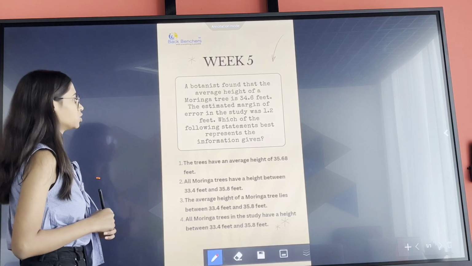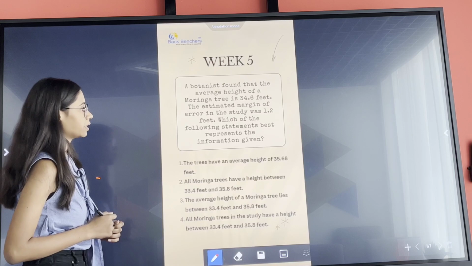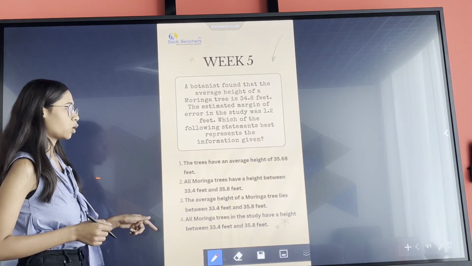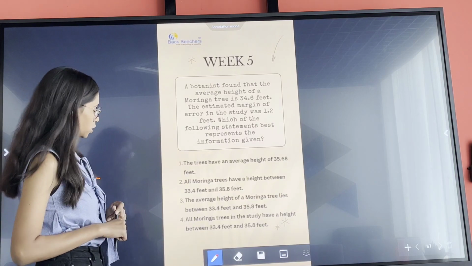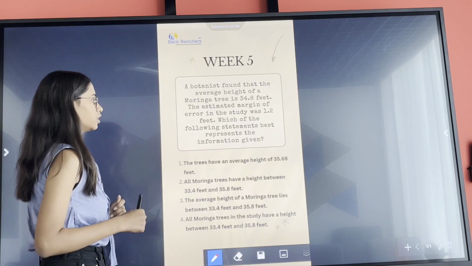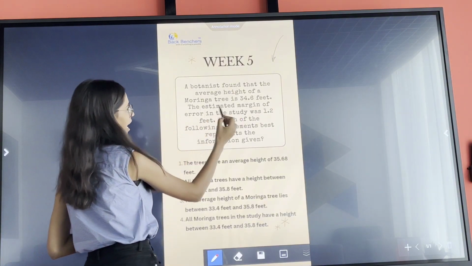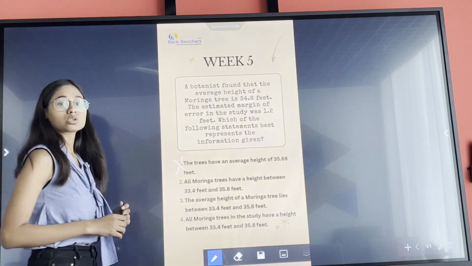The estimated margin of error in the study was 1.2 feet. Which of the following statements best represents the information given? So we have to find out which of the options is satisfying the information above. Now, the first option is the trees have an average height of 35.68 feet, which is not true because we are already provided with the average height, which is 34.6. So this option is a wrong choice.